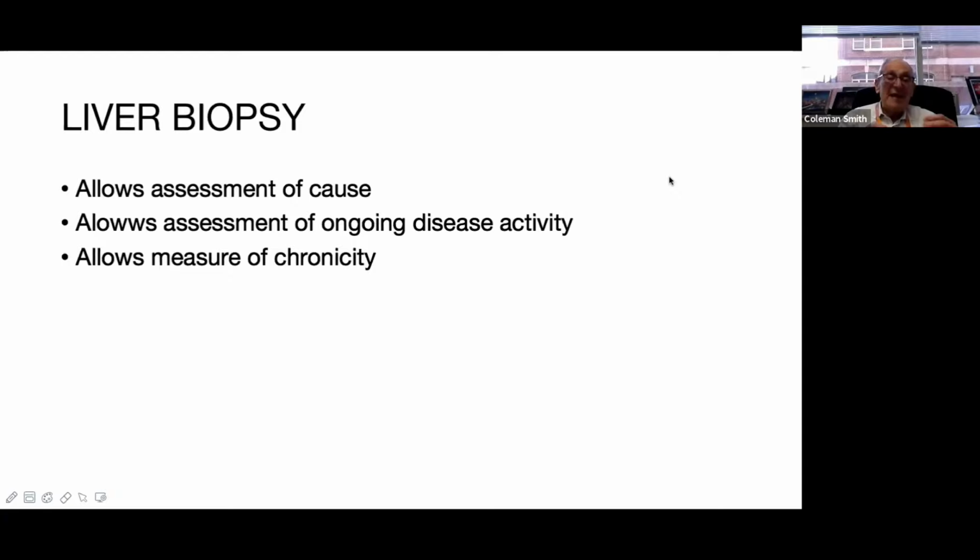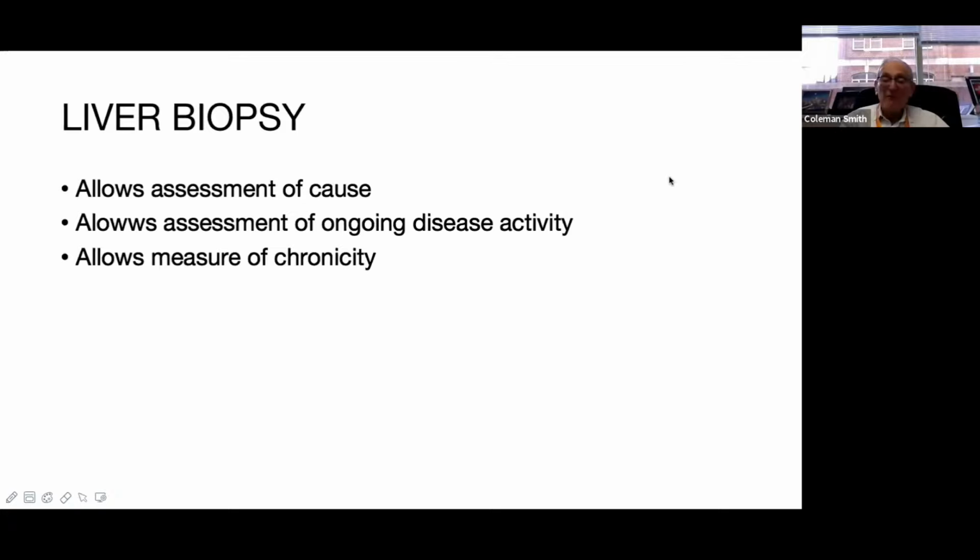If there's ever a doubt, A, as to the cause, and B, as to the measure of disease severity, some of these tests have produced discordant results, then we resort to liver biopsy. So we use it much, much less frequently than we used to, because it allows both assessment of cause and measure of disease severity, which may or may not be able to be ascertained using the other tests I've outlined.